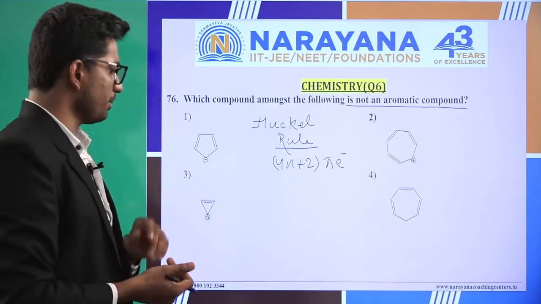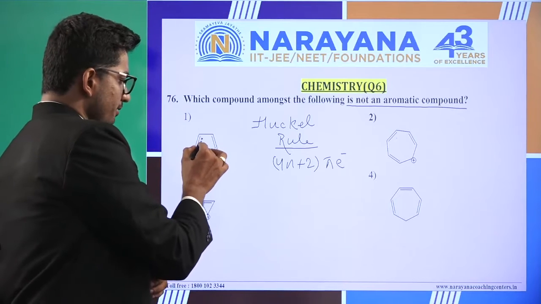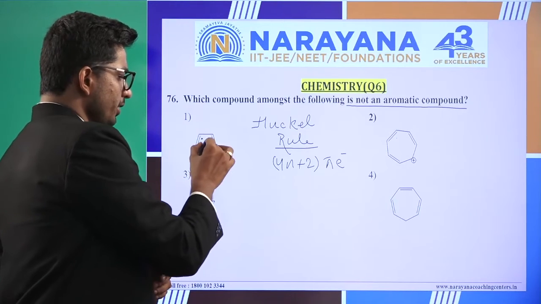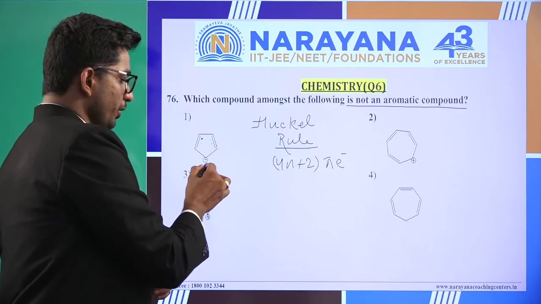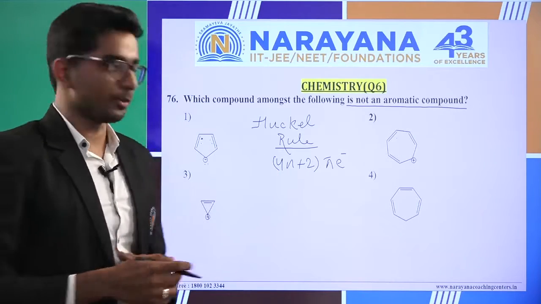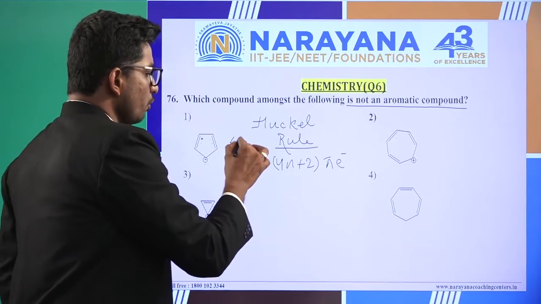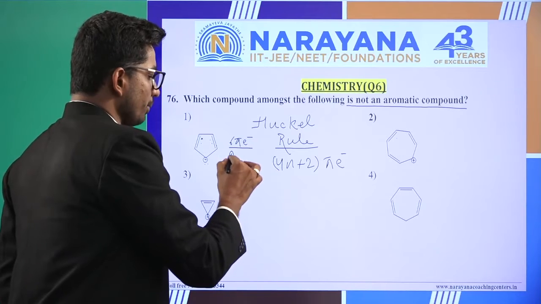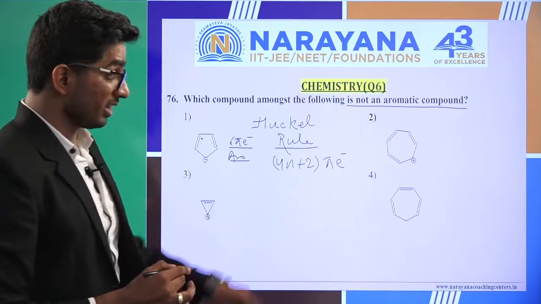So let's count the number of pi electrons here. We'll have 2 pi electrons for this bond, 2 for this bond, and 2 here. So we have 6 pi electrons which satisfies this Huckel rule. So we can say 6 pi electrons means the compound is going to be aromatic. Come to the second part.